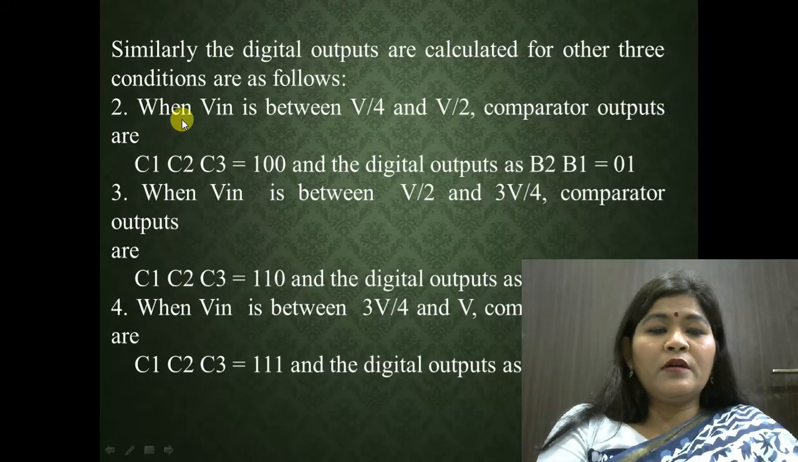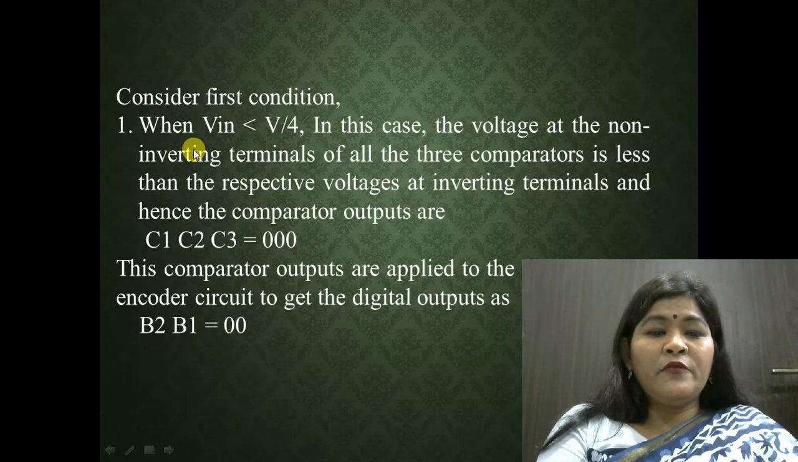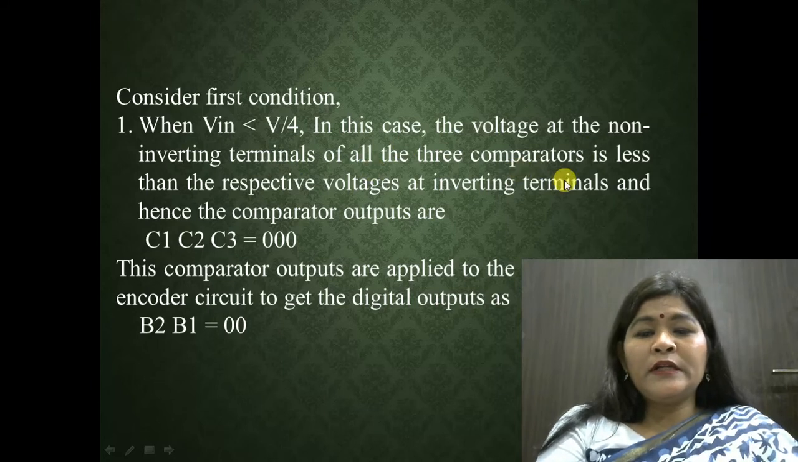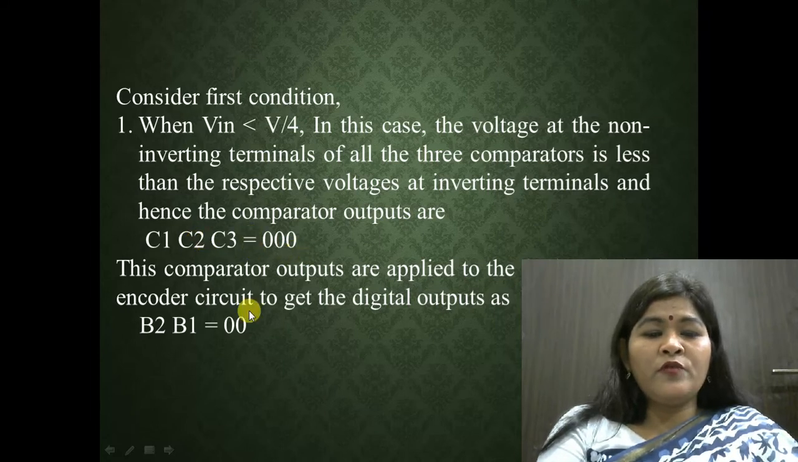So this is explained here in complete detail. When the first condition, V in less than V by 4, holds, the voltage at the non-inverting terminal of all three comparators is less than the respective voltages at the inverting terminal, and hence the comparator outputs C1, C2, C3 are 0 0 0. We have already explained this, and the digital output B2 B1 will be equal to 0 0.